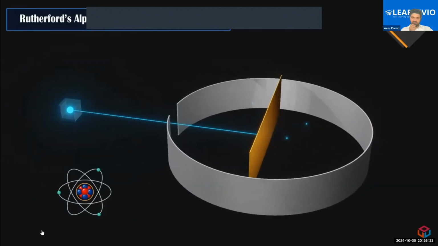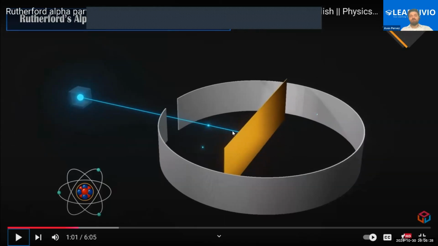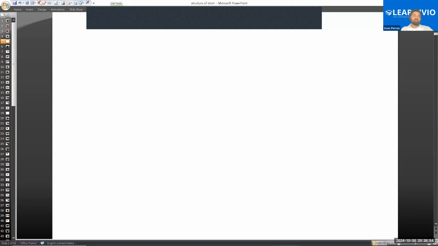So let us understand this experiment in detail. Actually, what he did, he took a gold foil and a circular zinc sulfide screen. This zinc sulfide screen is specialized so that wherever the particles hit, it will glitter there. This glittering tells you where the alpha particles are striking. So he took a radioactive metal, and the specialty of this radioactive metal is that it generates alpha particles.